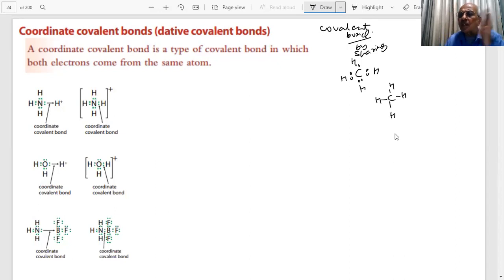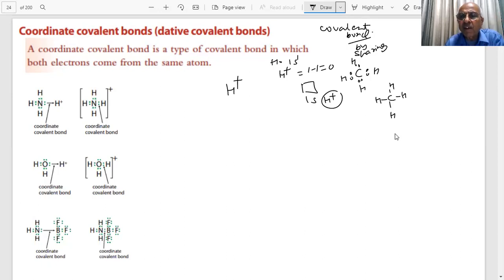But supposing there is an atom which doesn't have an electron, then what will happen? For example, if I take H plus, how many electrons are there in H plus? Hydrogen is 1s1, one electron. But H plus means 1 minus 1, 0 electrons. Now it cannot share because there is no electron. This is the 1s orbital of H plus. It doesn't have any electron.